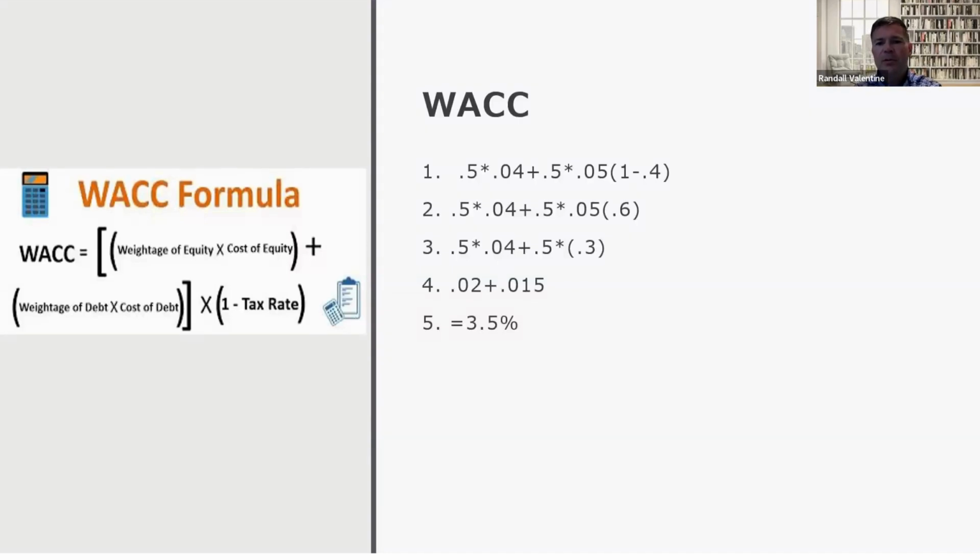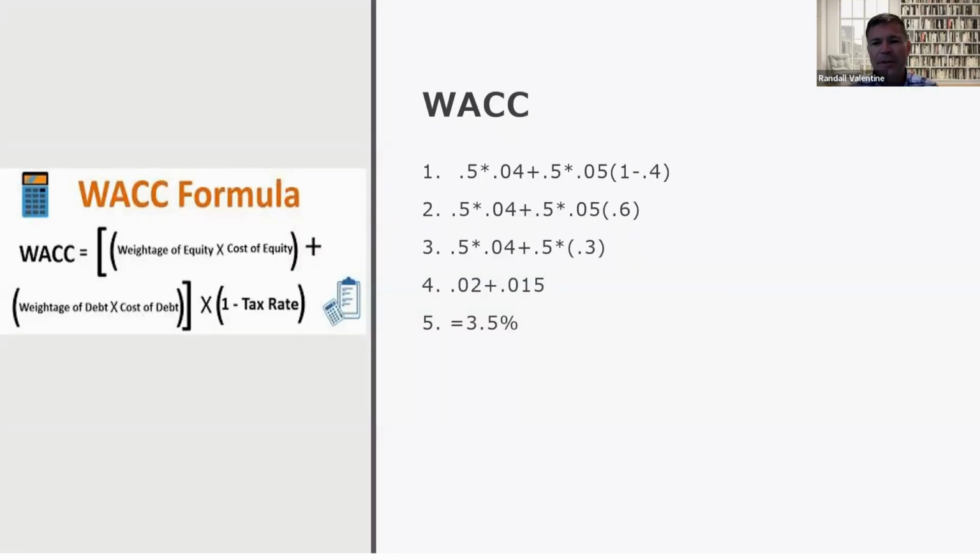So then what we need to do is multiply both of these sides together. We do 0.5 times 0.04. That gives us 0.02. And then on the other side of the equation, we do 0.5 times 0.05 times 0.6, which is 0.5 times 0.03, which gives us 0.015. So then our answer is 0.035 or 3.5%. So that is your WACC for the problem.